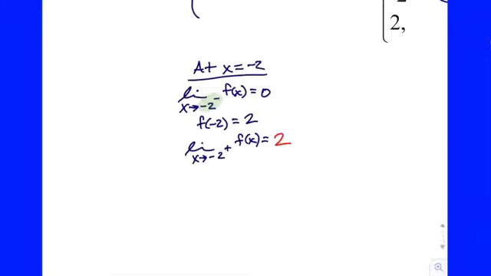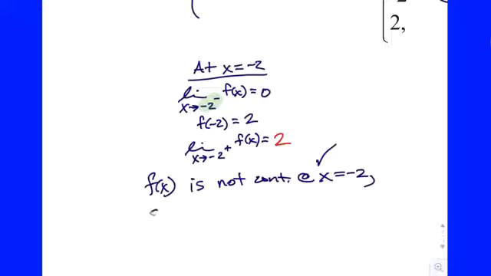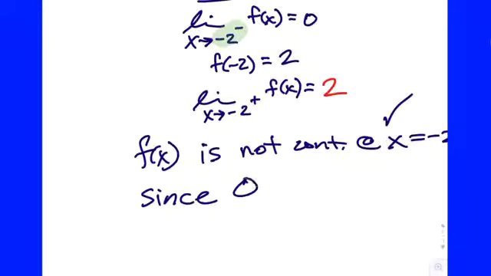So if you want to be thorough, or maybe I just ask you to give me each of those 3. But here's your argument now. You want to answer it and then justify. F of X is not continuous at X equals -2, and that would get a check, since, and the easiest way would be what? 0 does not equal 2, yeah.